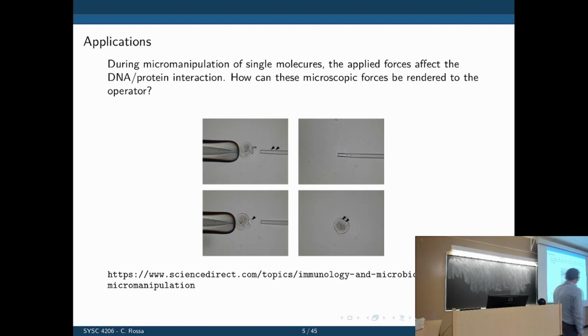Here's another example if you are manipulating cells using micromanipulation. This is in the micrometer scale. You can read the paper here. So during the micromanipulation of small molecules, the applied forces affect the DNA and protein interaction. So if you press too hard or too little, you get a different outcome when it comes to combining different cells. Now, could we implement haptic feedback in a system like this that it will give you the impression of manipulating small objects where in reality you are manipulating individual cells in an organism? And we can certainly do that as well.